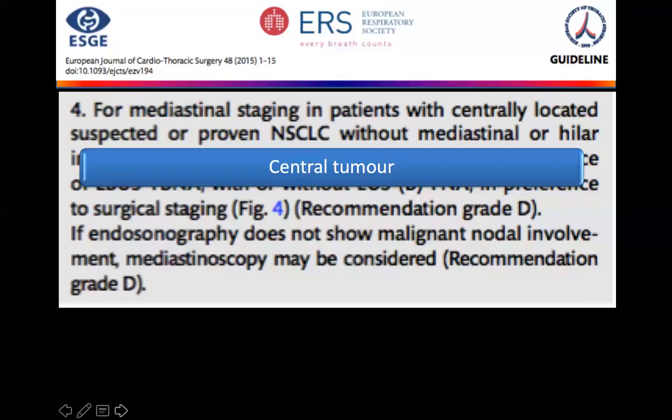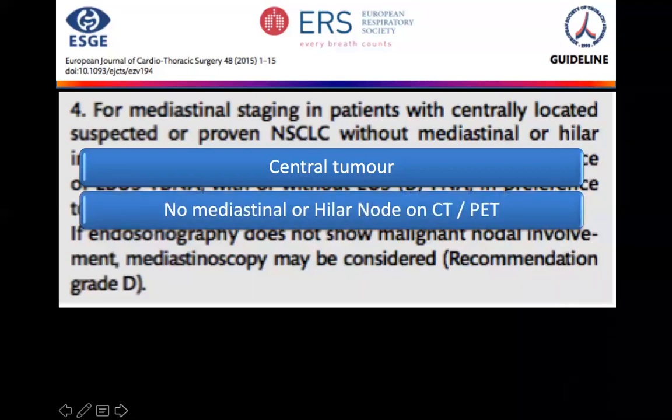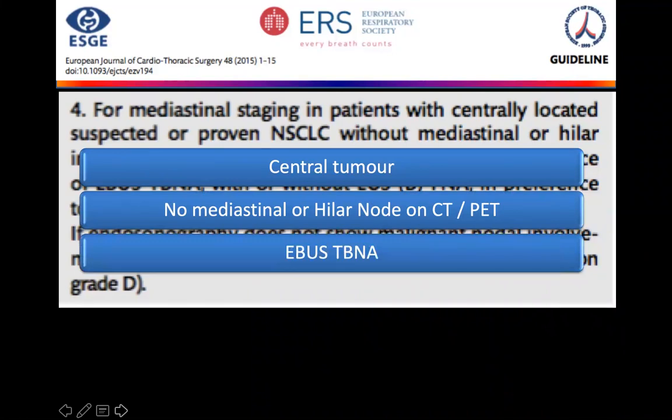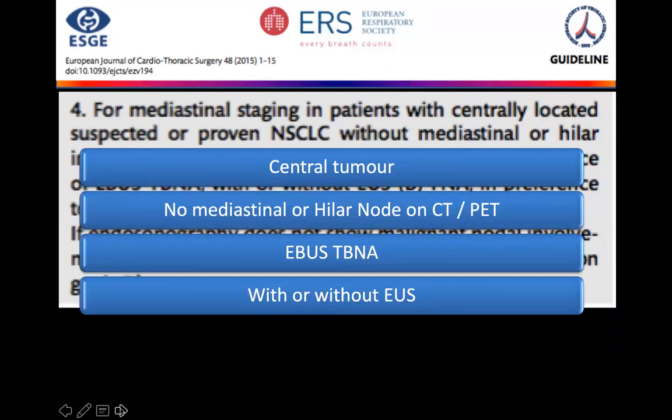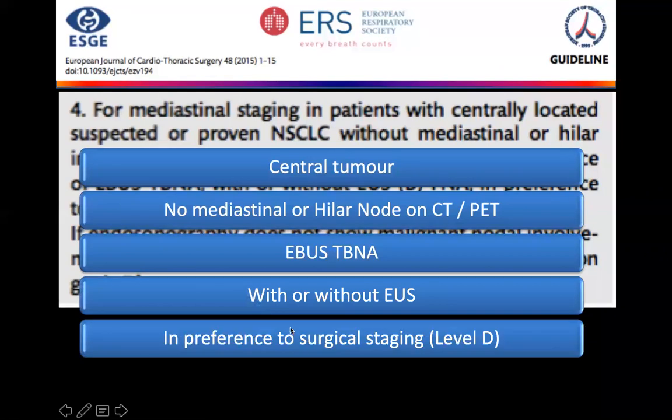So if it's a central tumor, there is no mediastinal or hilar lymph nodes on CT or PET. You still have to do an EBUS TBNA. In a central tumor, you should still do an EBUS TBNA with or without EUS. Ideal is, of course, when you do EBUS and EUS together. But it's okay if you don't do an EUS, but at least an EBUS should be done to stage the tumor in preference to surgical staging, okay? So just an EBUS is the right answer here rather than mediastinoscopy.